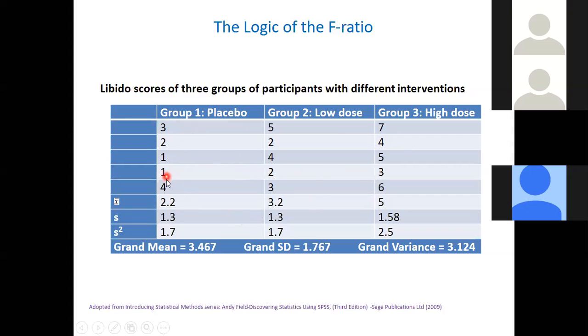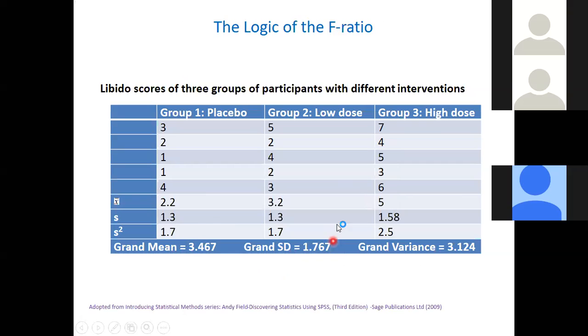If you add all the values in each group together and divide by 5, you get the mean. Group 1, 2.2, group 2, 3.2, group 3, 5. Look at their standard deviation and their variance. You can see each group mean, then there is a grand mean. That is, if you collapse all together and divide by 15, you get the total mean, the grand mean. And you can calculate the standard deviation and the variance, so the grand mean and the grand variance.